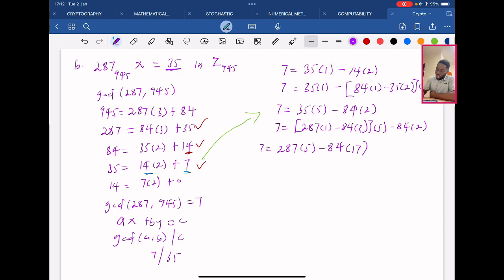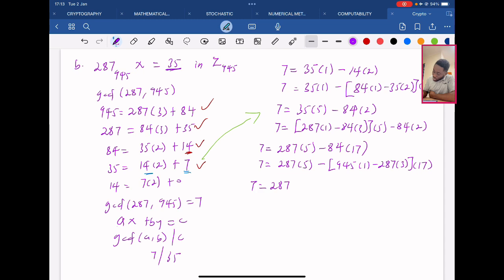Okay, then let's move on to the last remainder. The last remainder is 84. So let's plug it in. So 7 is equal to 287 times 5 minus 84. When you make 84 the subject, you're going to get 945, which has 1, minus 287, which has 3. Then you bring this 17. So times 17. So if we expand this, you're going to get 287.